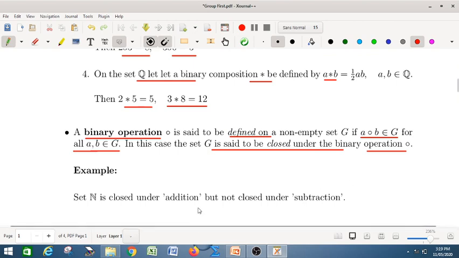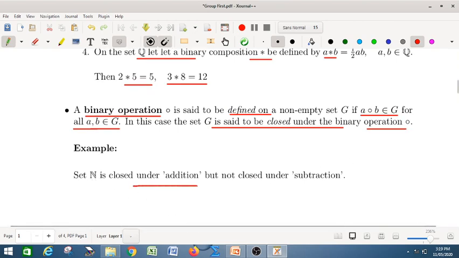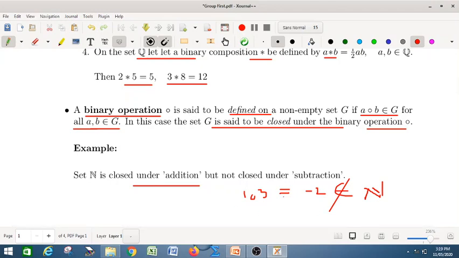Let us have an example. N is closed under addition, but the set of natural numbers is not closed under subtraction. Suppose you take 1 circle 3, where circle is subtraction, then you get minus 2. Minus 2 does not belong to N. So the natural numbers are not closed under the operation subtraction, but they are closed under the operation addition. Clear?